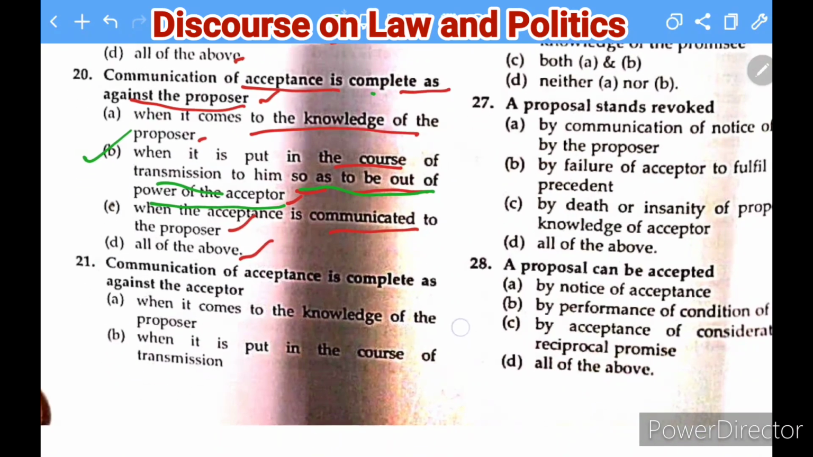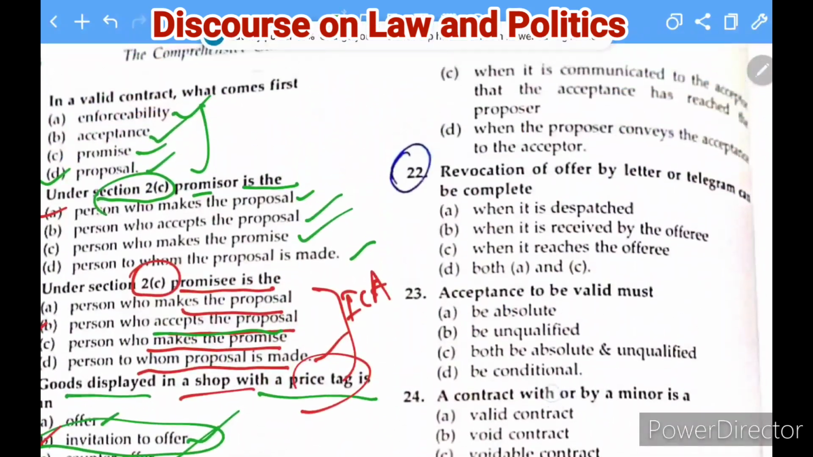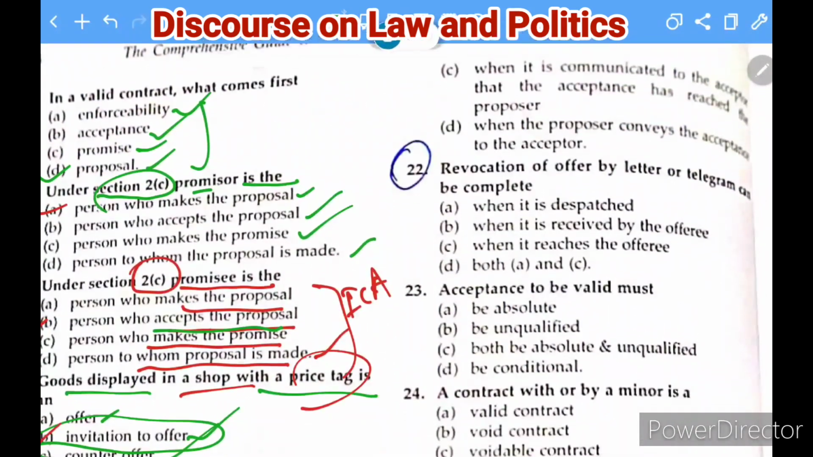Moving to the next question, question number 21. Communication of acceptance is complete as against the acceptor: when it comes to knowledge of the proposer, when it is put in the course of transmission, third, when it is communicated to the acceptor that the acceptance has reached the proposer, or when the proposer conveys the acceptance to the acceptor. So now give your answers here immediately.